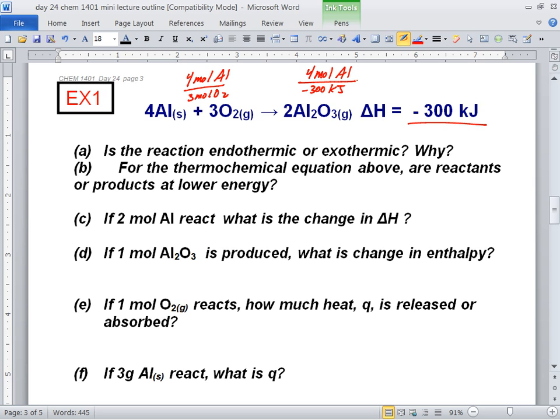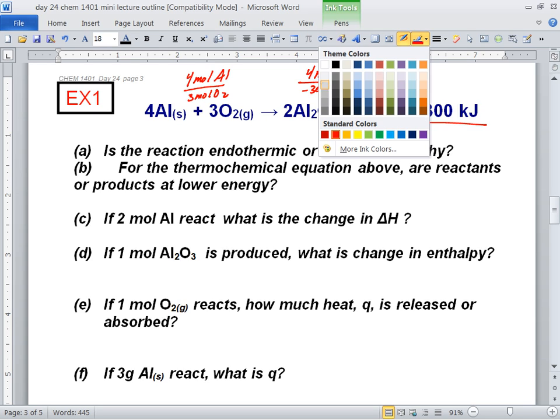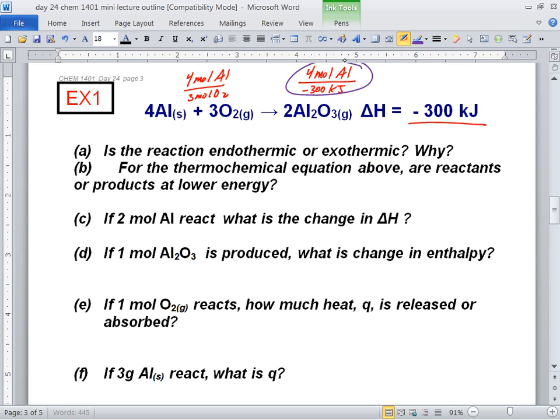So start with 2 moles of aluminum. Use the right mole bridge ratio, so moles of aluminum cancel. You end up in kilojoules, and you're done. You see that? So you pretty much just flip this one. And then you get your answer.